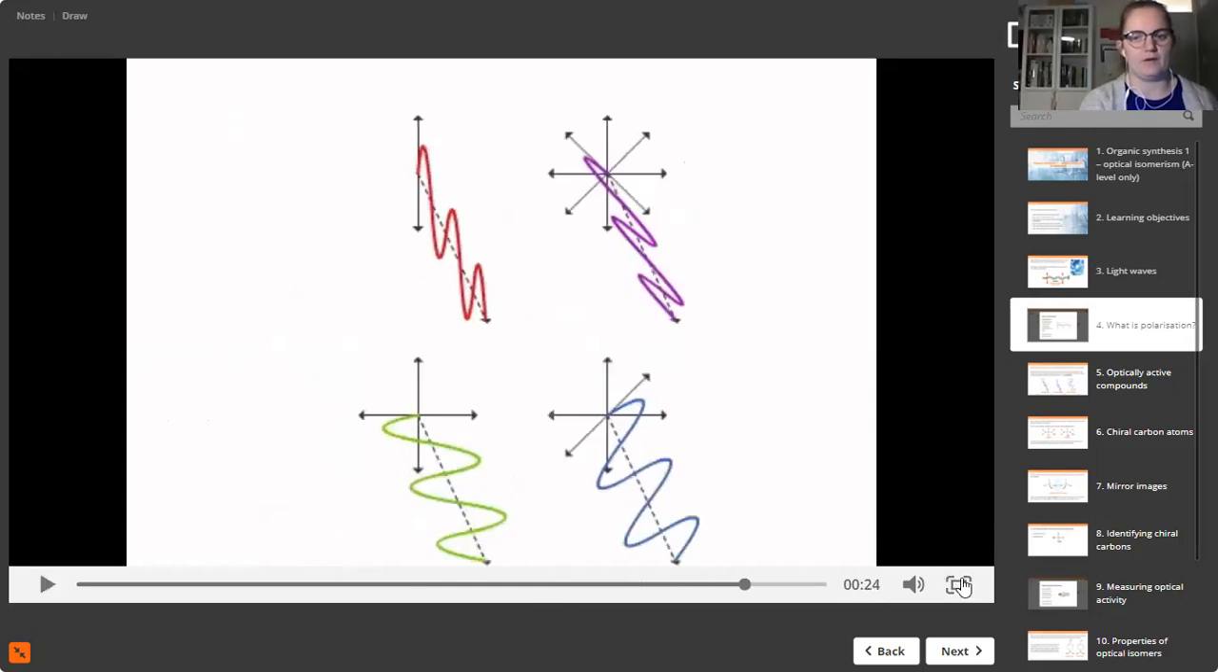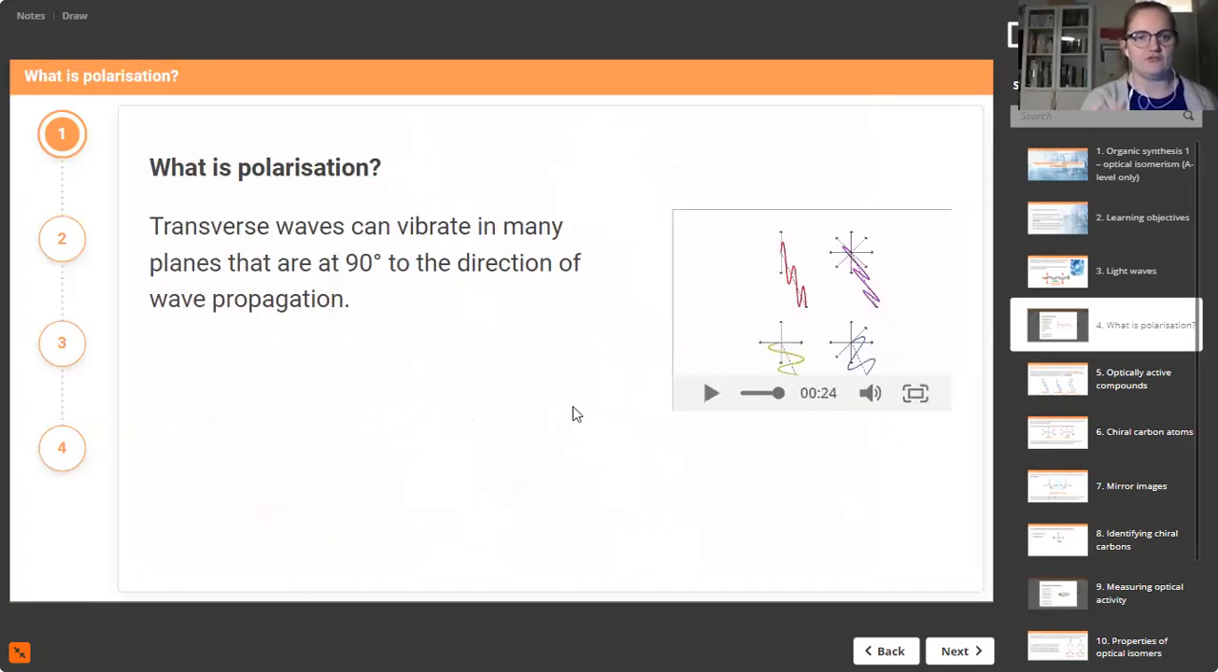There we go. So that is transverse waves. They can vibrate in many planes. There are 4 of the planes that we can vibrate in that are 90 degrees in the direction of the wave propagation.